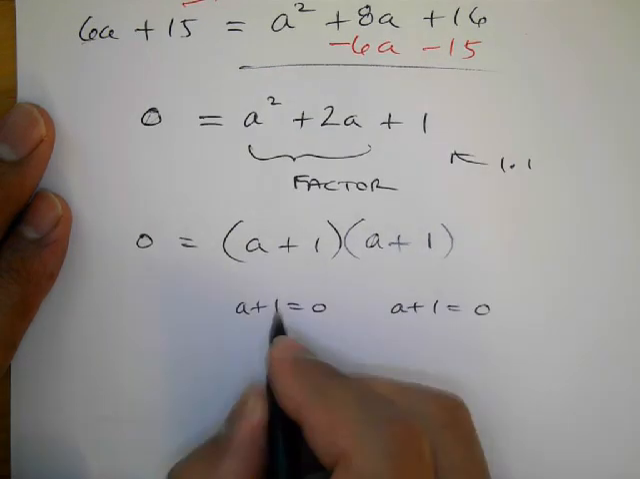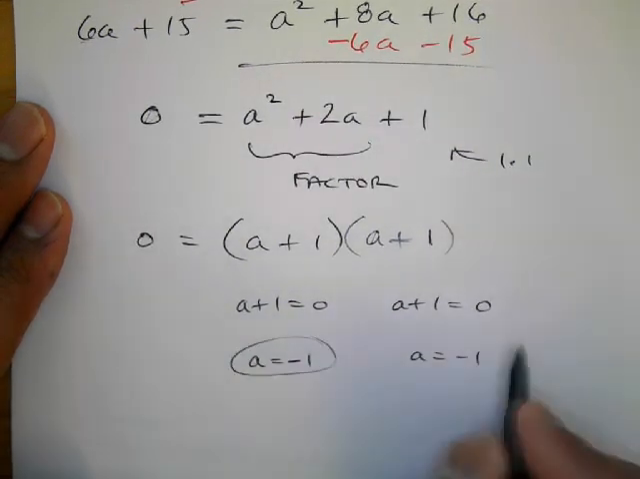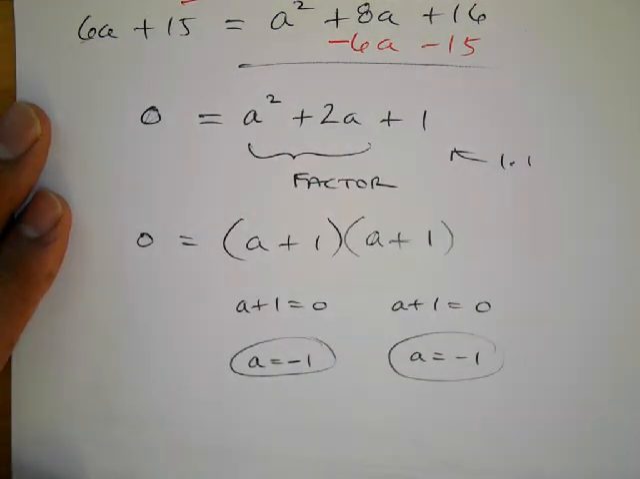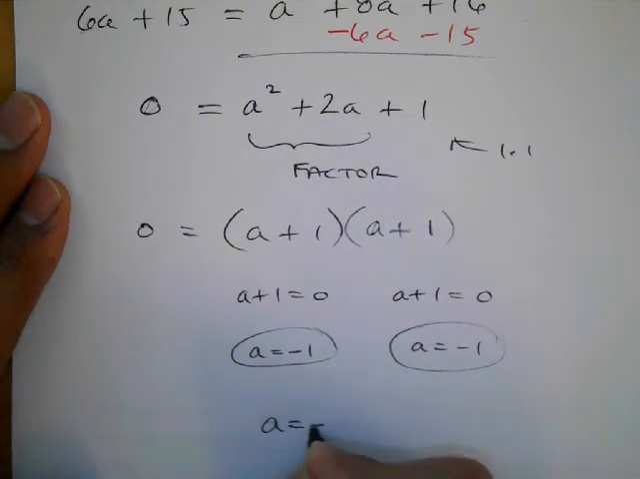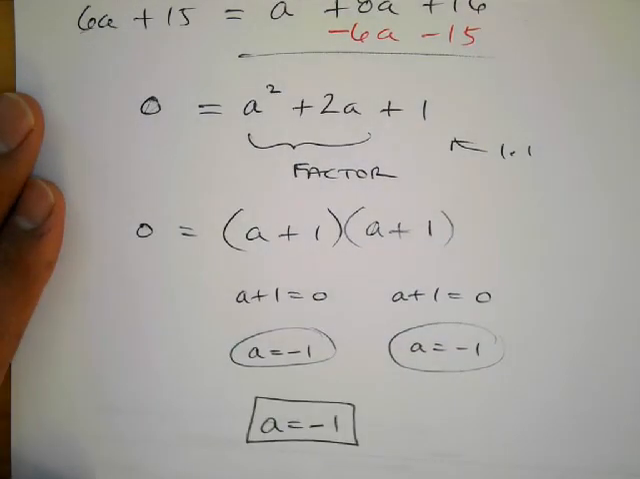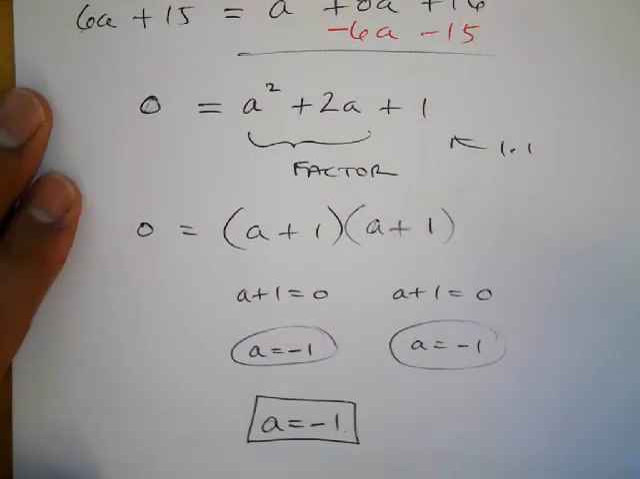How do you solve these? You set this one equal to 0 and you set this one equal to 0, but they're both going to give me the same answer, right? And then you can go back and check it, but this one's going to work. The answer is just a is equal to -1.